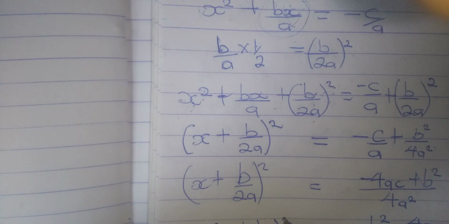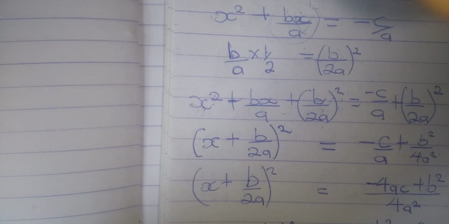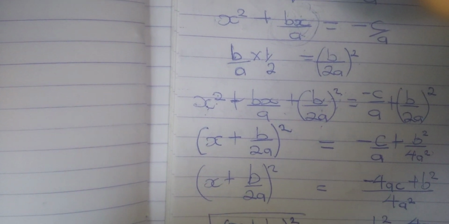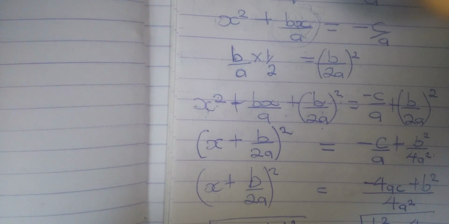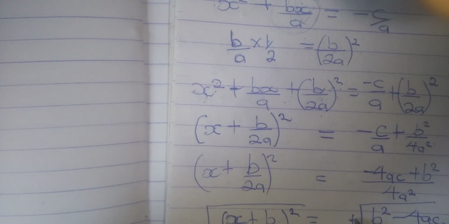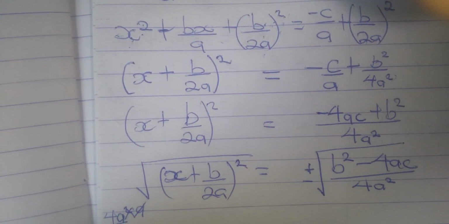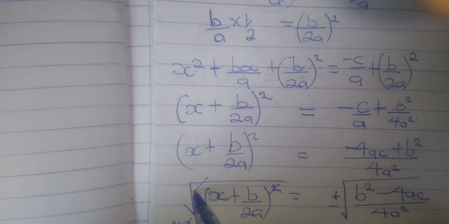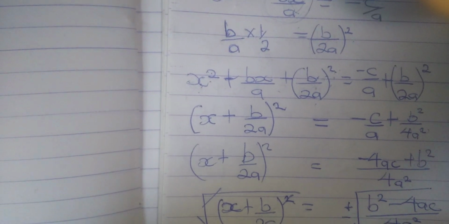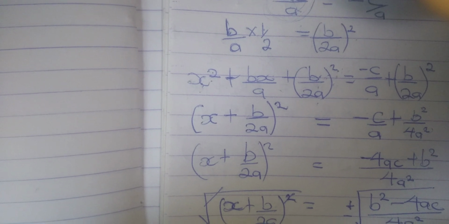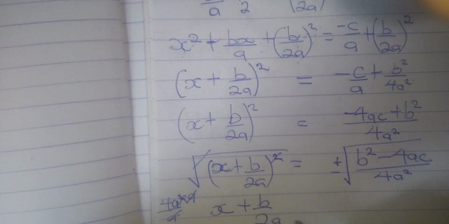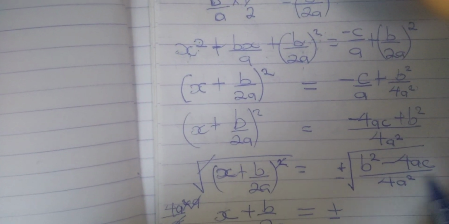squared. From there, the only way we can make this x the subject is by taking the square root on both sides. I know the square root result is either positive or negative, so the square will cancel out with the square root. We remain with our x plus b over 2a equaling to a plus or minus.